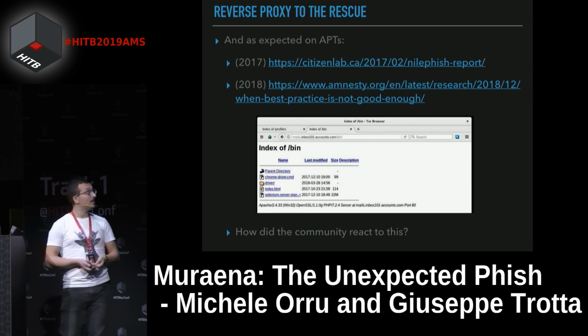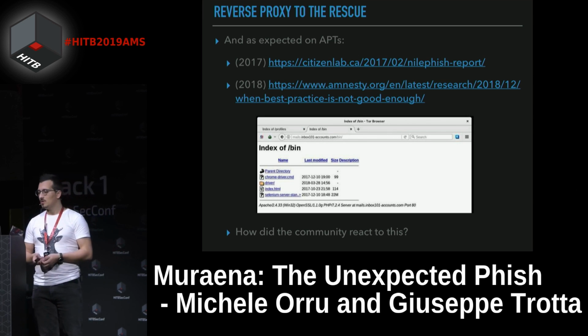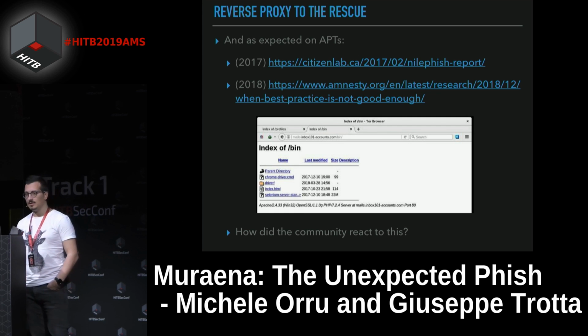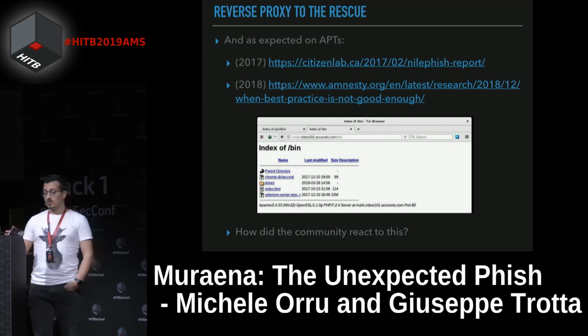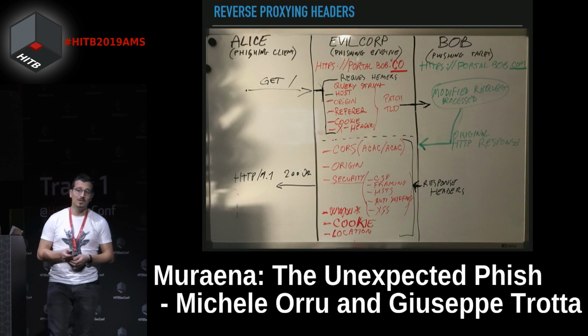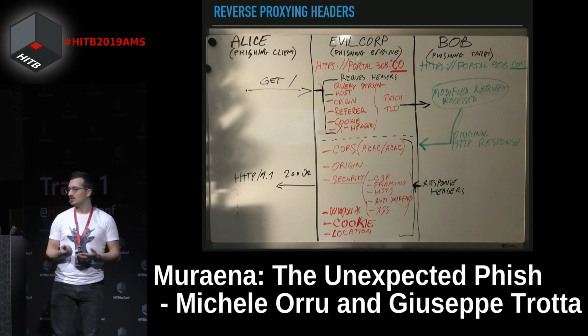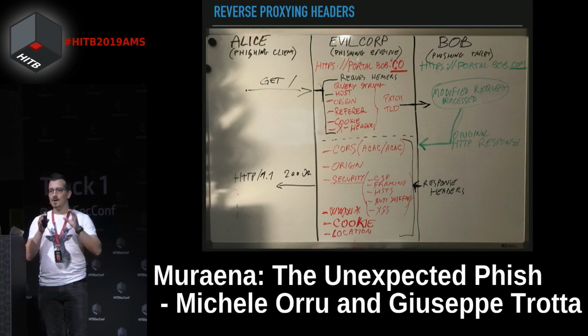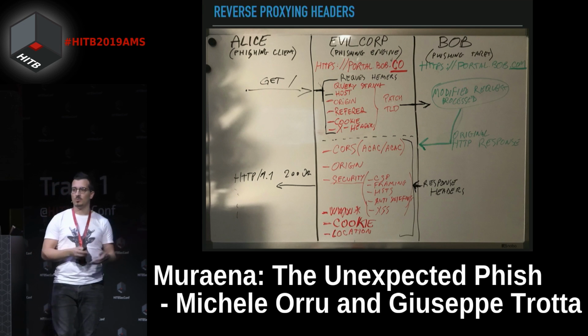Also in the APTs, we saw some researchers like Citizen Lab and Amnesty International. So we saw this approach exploited in the wild. And let's see what happens. So basically, how does it work, a reverse proxy in a man-in-the-middle context for the web application?